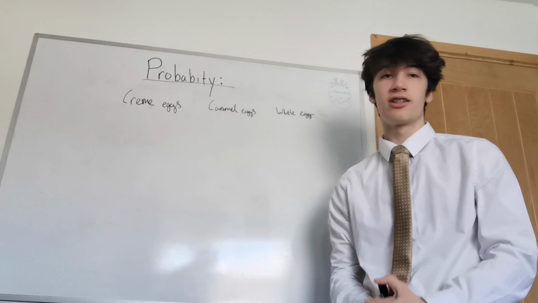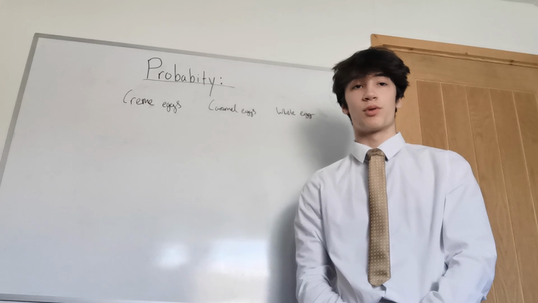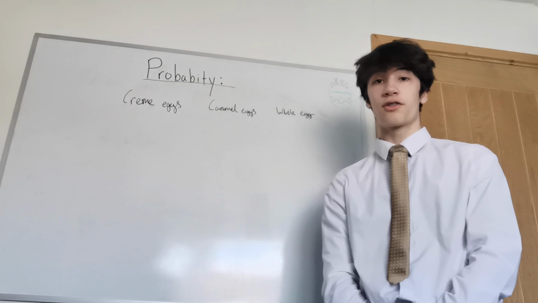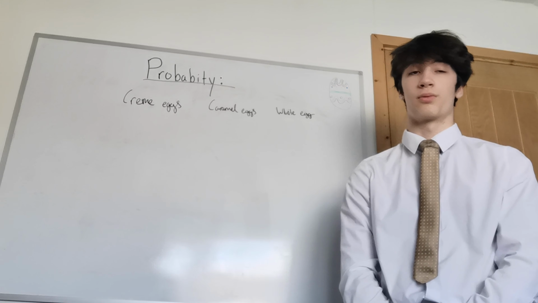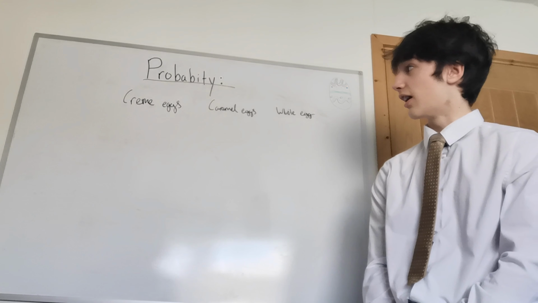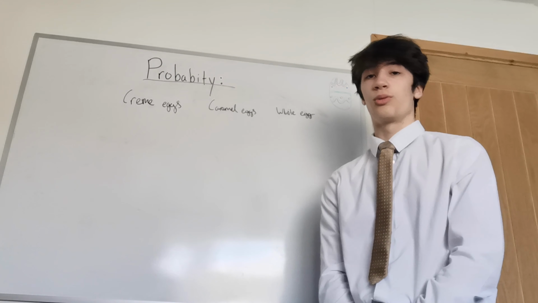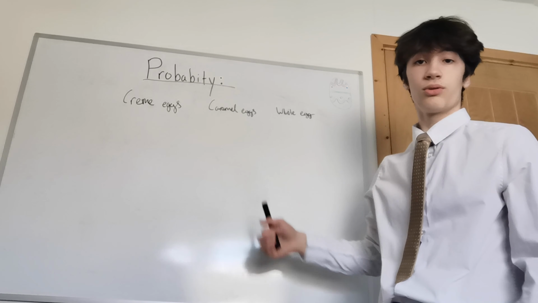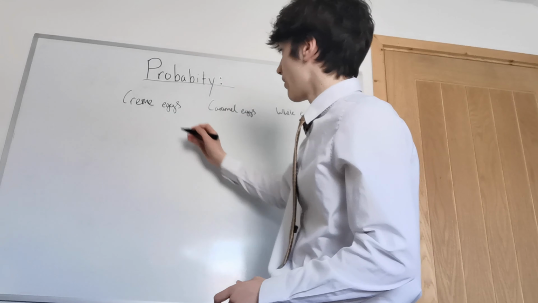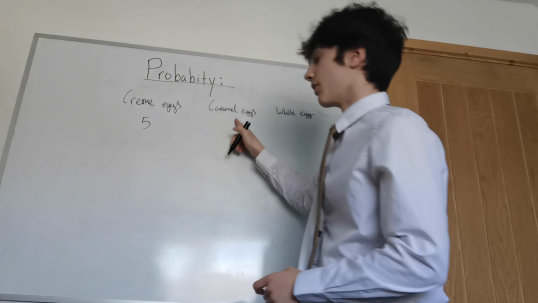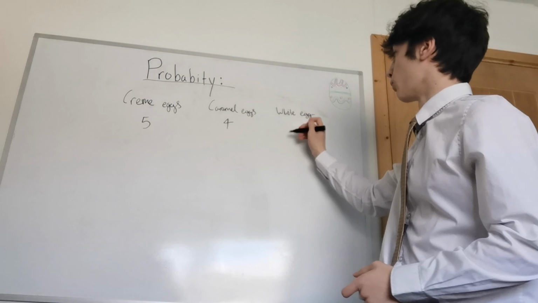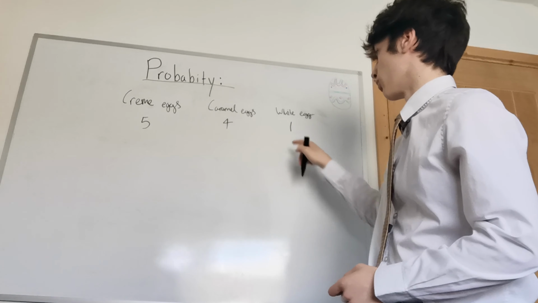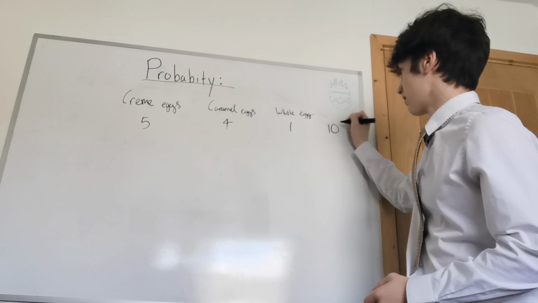Okay, so in probability there's many different types, but usually it's classed into 2 types. There's theoretical probability and experimental probability. So first we're going to look at theoretical. We have this scenario where we have 10 chocolate eggs in total. We have 5 cream eggs, 4 caramel eggs, and 1 white egg. So 5 plus 4 plus 1 is 10 eggs in total.